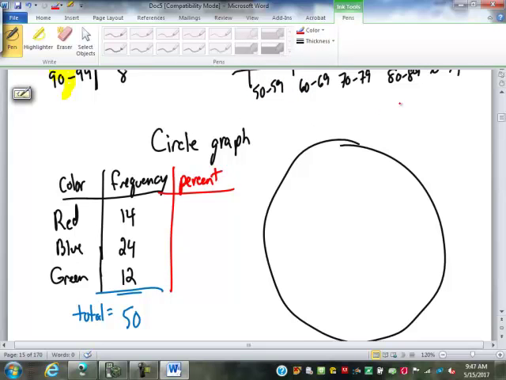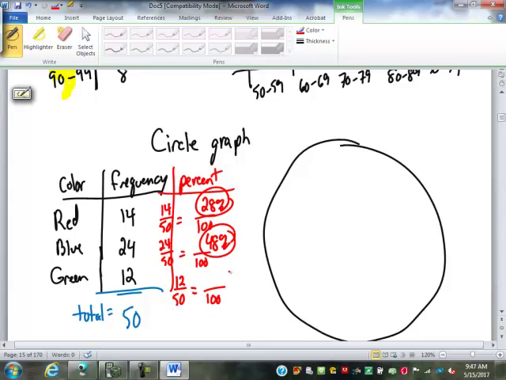So I'm going to find the percent over here. To find the percent, blank over 100 equals 14 out of 50. So 14 out of 50 equals blank over 100. That's 28%. 24 out of 50 equals blank over 100. So that one's 48%. 12 out of 50 equals blank out of 100. Cross multiply and divide, that one is 24%.